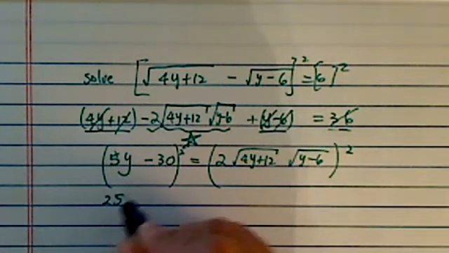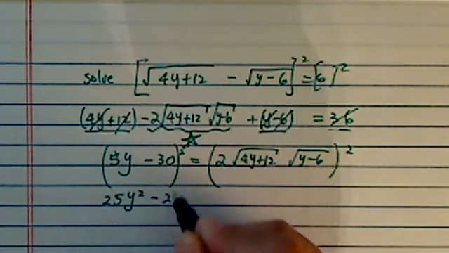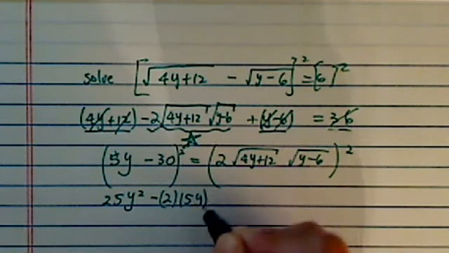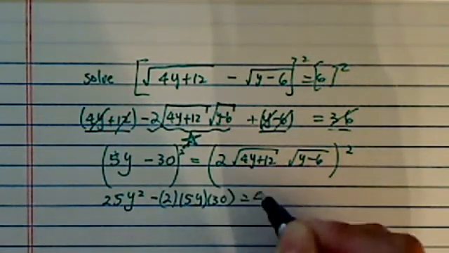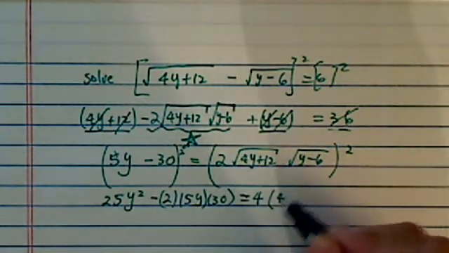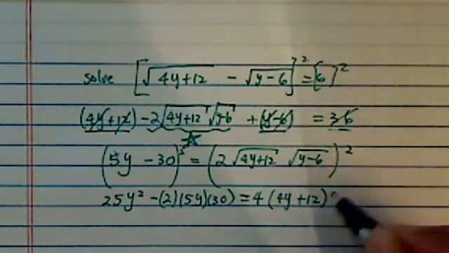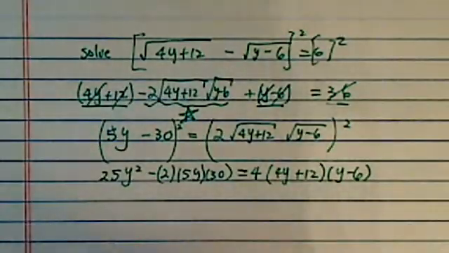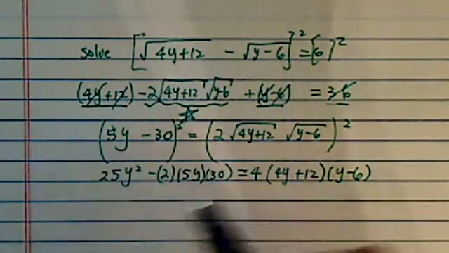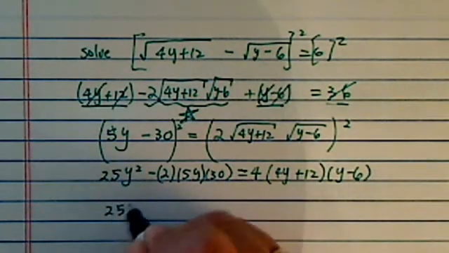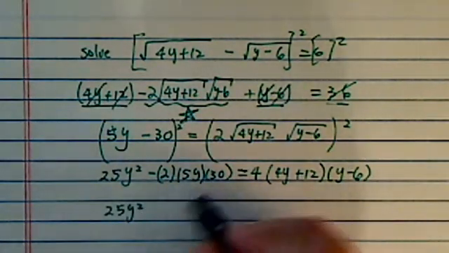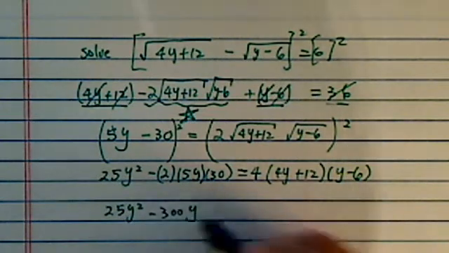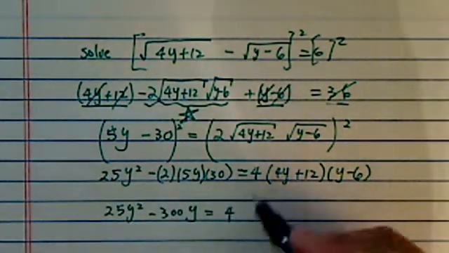So I have 25y squared minus twice of 5y times 30 equal to 4. Now this time I have successfully gotten rid of the radical signs. So from here it's downhill. We just need to clean up and make sure we're neat and tidy. So here we have minus 300y equal to 4.